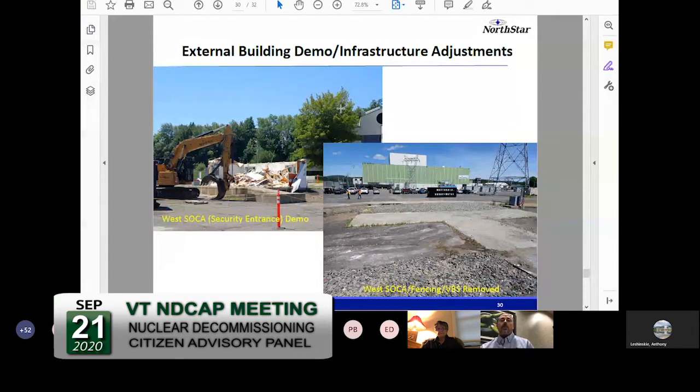You would also see some of the initial security operating for the owner-controlled area buildings have now been removed, and their fencing and controls have also been eliminated.